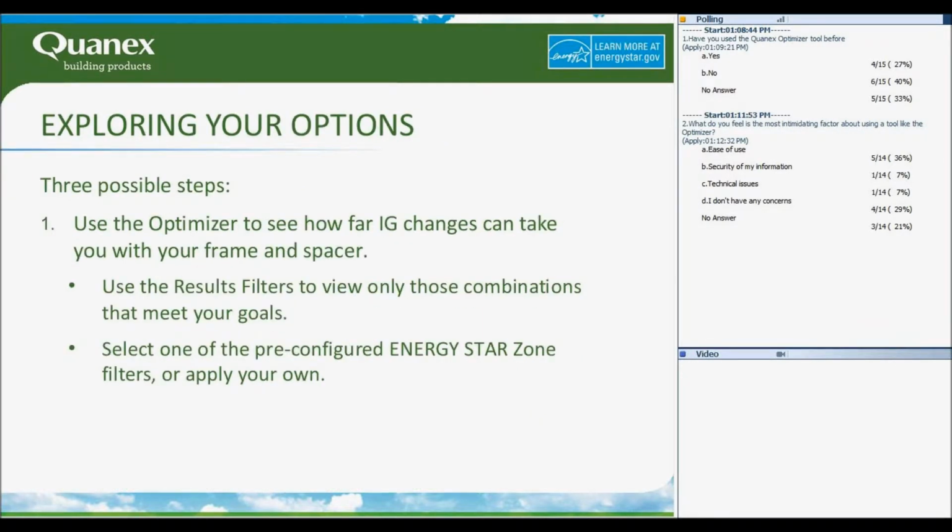Now let's talk about exploring your options. There are 3 possible steps to finding a compliance path with the Optimizer, with the idea that if one step succeeds, you don't need to continue to the next. Obviously, the first step is to use the Optimizer in its most basic form. Try all the different IG options with one of your frames and one or more of your spacers. This way, you can see what you can do with just glass and gas changes.